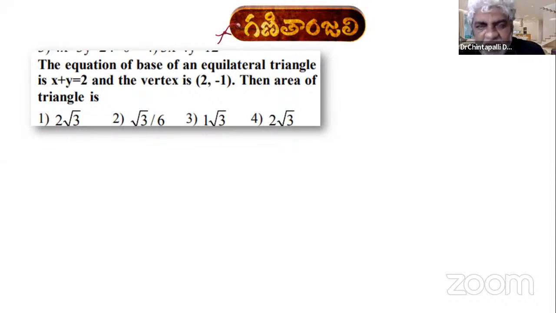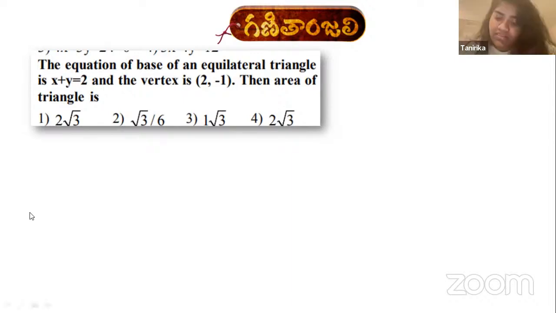There is a relation between side and height of an equilateral triangle. Let us prepare a question. Let us prepare a formula to find the area of an equilateral triangle. What's the formula of area of equilateral triangle actually?